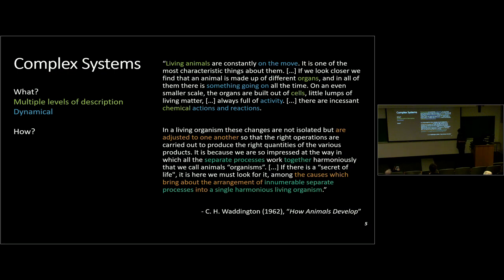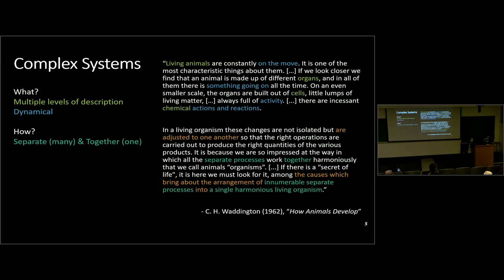So he went on saying that in living organisms, these dynamics are not isolated. They adjust to one another so that the right thing can be done at the right time and right place. So it's the way that we're so impressed with how these innumerable separate processes work together, we call animals organisms. And if there is a secret of life, it is here we must look for it. It's among the causes that brings about the arrangements of innumerable separate processes in a single harmonious living organisms.